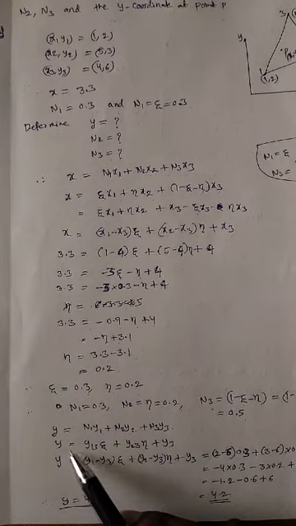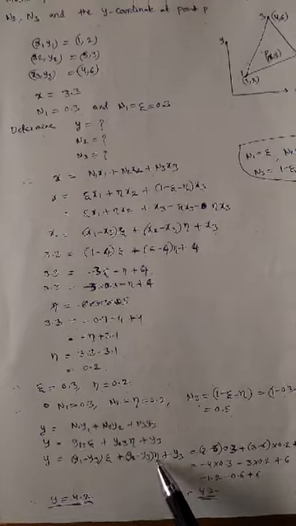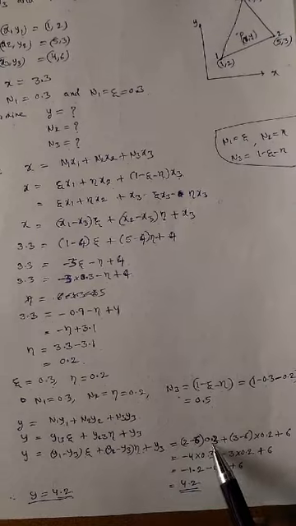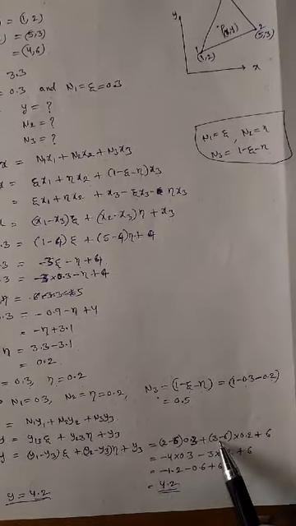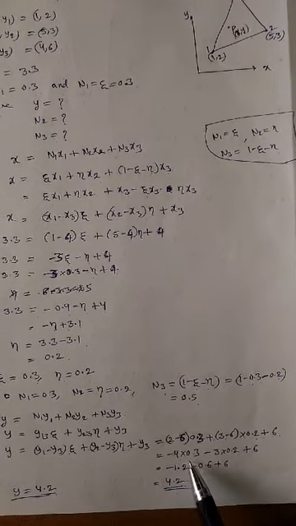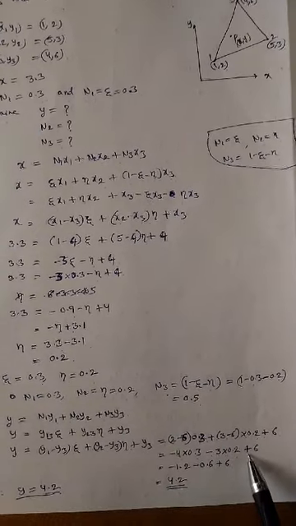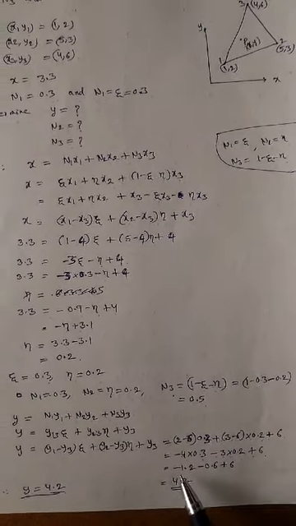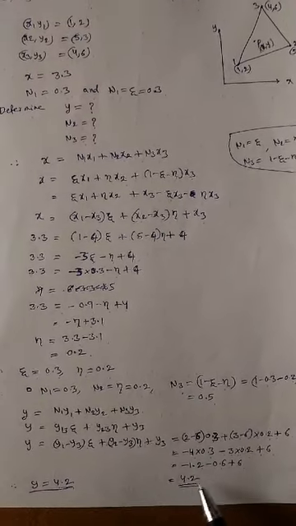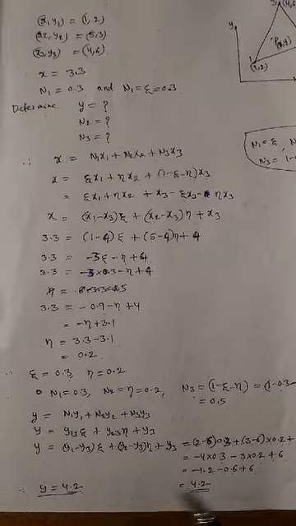Therefore, y is equal to (y1 minus y3) xi plus (y2 minus y3) eta plus y3, that equals (2 minus 6) into 0.3 plus (3 minus 6) into 0.2 plus 6, that equals minus 1.2 minus 0.6 plus 6, that equals 4.2. Therefore, y is equal to 4.2.